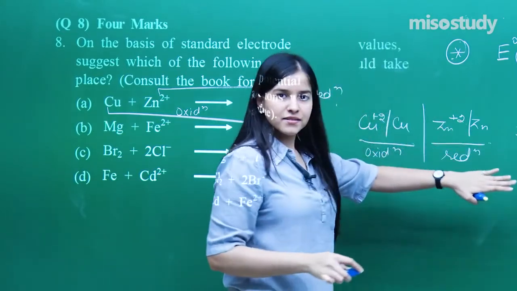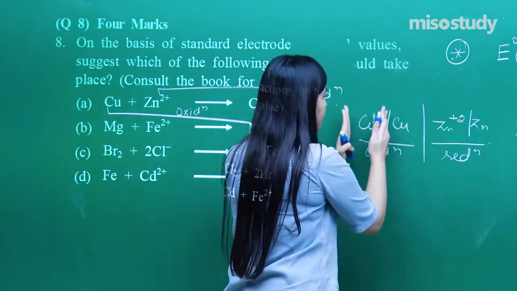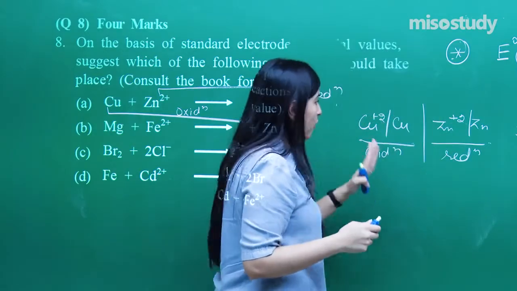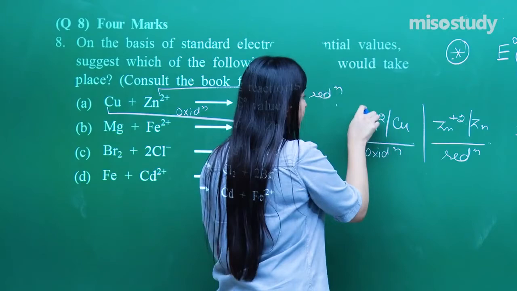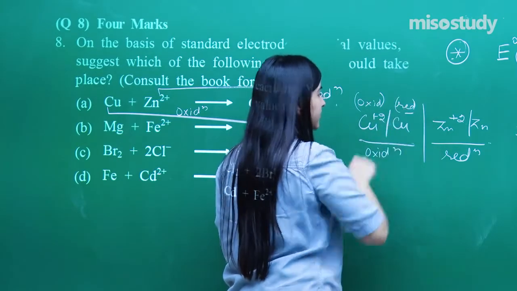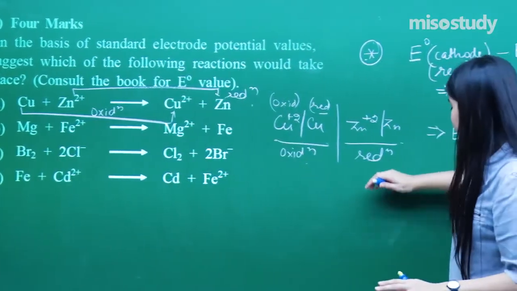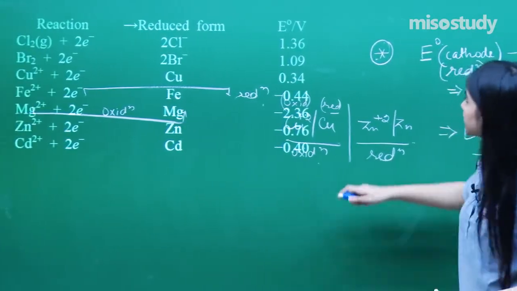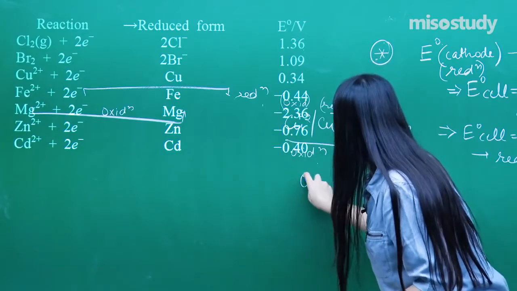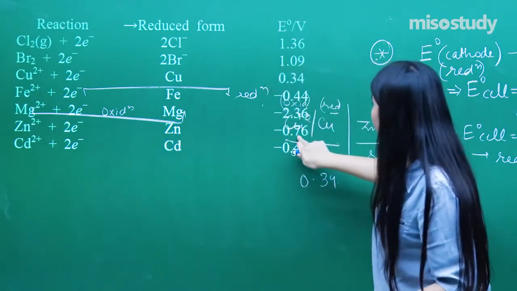And why I have written it like this: it's a representation of the cell of the half reactions, where the reduction process is written to the left and then the oxidation process. Clear? Okay, this is the oxidized state which we write and this is the reduced state. Now I just need to check the values for both copper and zinc. Let's check. See here, copper is 0.34, I'm going to write it here, 0.34, and for zinc it's minus 0.76.